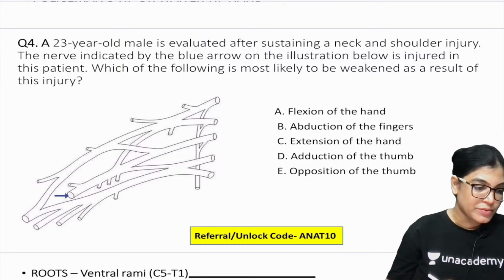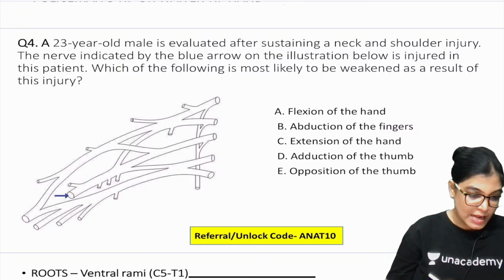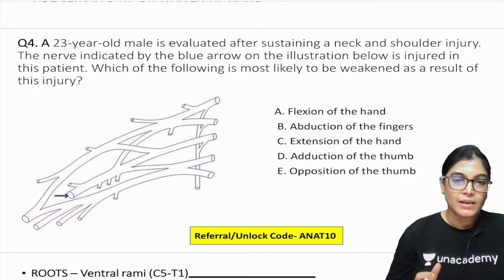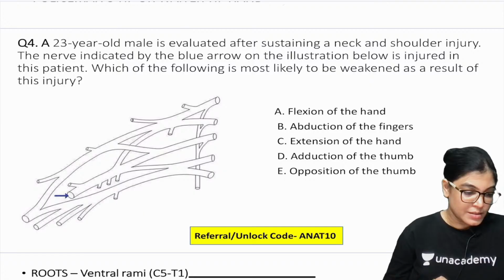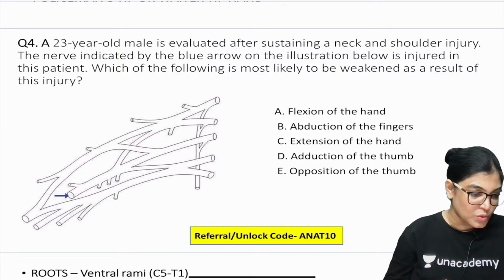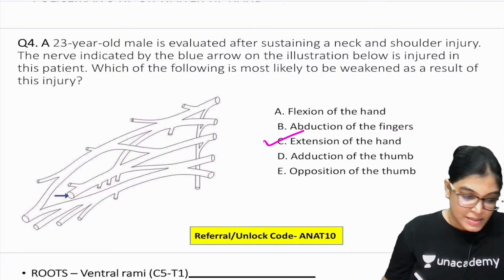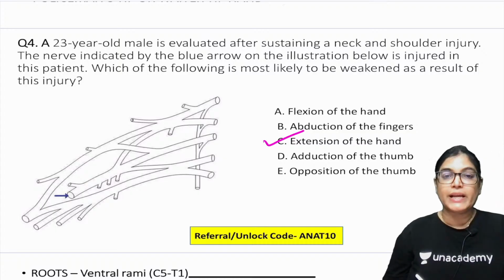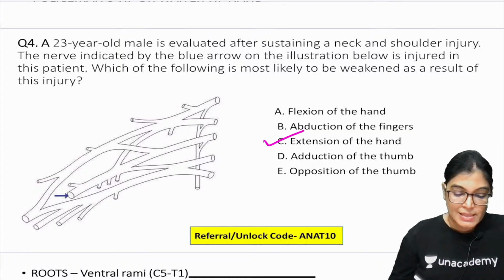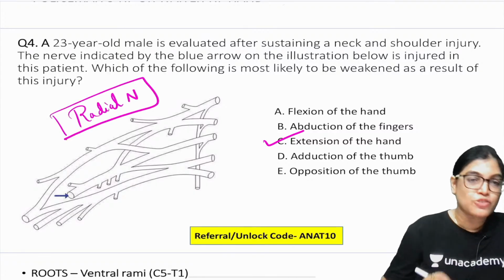Okay, so what is that nerve? Many of you are telling E. So actually C is the correct answer, and the nerve is extension of hand. Which nerve is this? This is the radial nerve, dear. This is the radial nerve, a branch of the posterior cord.